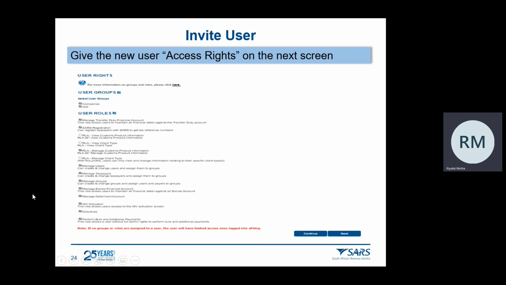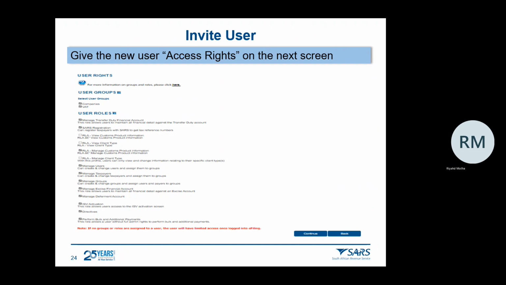Okay, on the next screen, you'd see this is where you can allocate the user rights. So over here, you would allocate user rights, and these are the only things that that person would be able to do. So if you allocate user rights to someone that can only view and submit tax returns, that's all they will be able to do. They will not be able to make payments. They will not be able to request tax clearances. They will only be able to do the submission of returns.